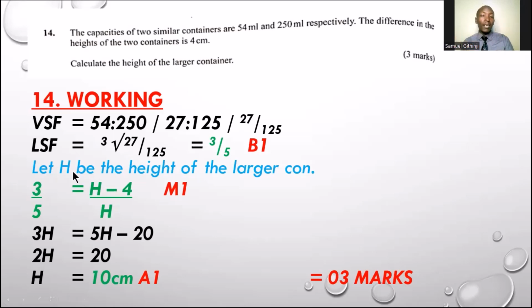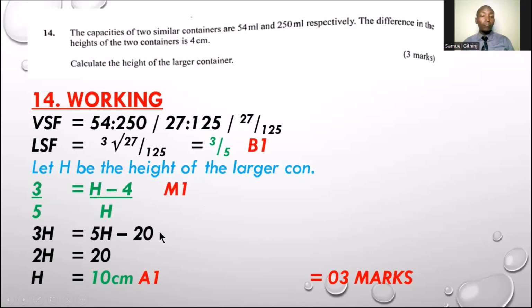Now, we let h be the height of the larger container. And now we're going to compare. 3 over 5, that is the smaller height over the bigger, it will be the same. You're given that the difference between the two heights is 4. That means if the larger height is h, the smaller height is h minus 4. Having formed that equation, my student, mark.